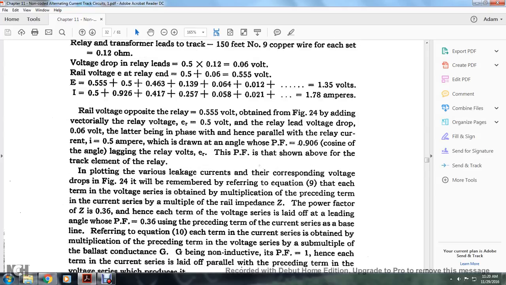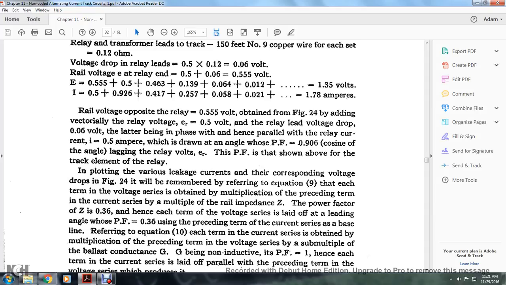Relay voltage opposite the relay is equal to 555 thousandths of a volt, obtained with figure 24. Adding vertically the relay voltage ER of 5 tenths of a volt and the relay lead voltage drop of 0.600 of a volt, the latter being in phase with the relay current I equal to 0.500 ampere, which is drawn with the angle of the PF of 0.906, the cosine of the angle of the lagging of the relay volts ER.